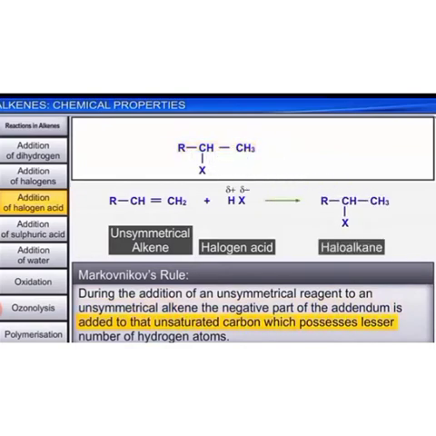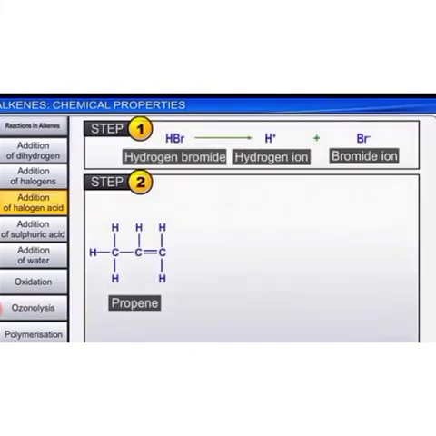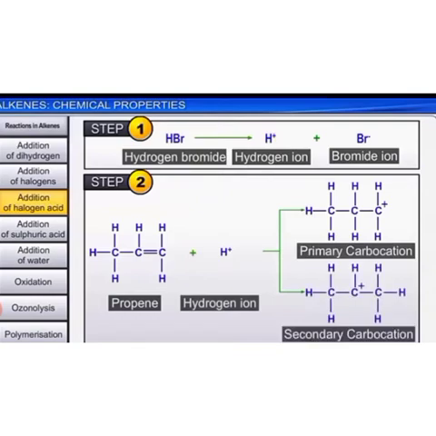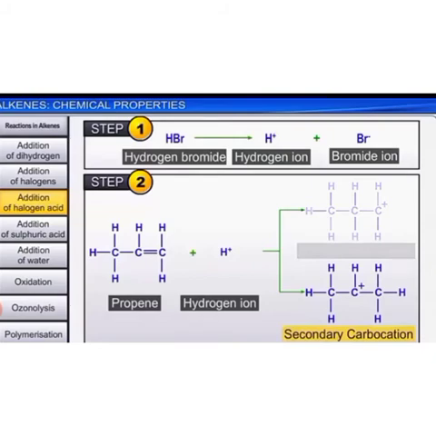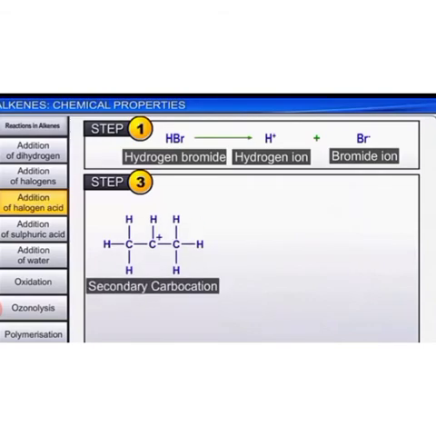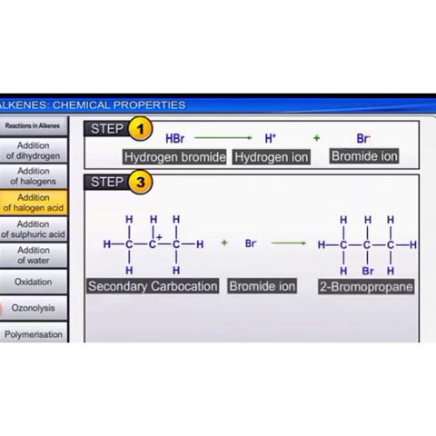In the reaction between propene and hydrogen bromide, HBr provides the electrophile H+ that attacks the carbon-carbon double bond, leading to the formation of primary and secondary carbocations. The secondary carbocation, being more stable, is formed readily. This secondary carbocation is attacked by the bromide ion to form 2-bromopropane. Hence, 2-bromopropane is a major product.